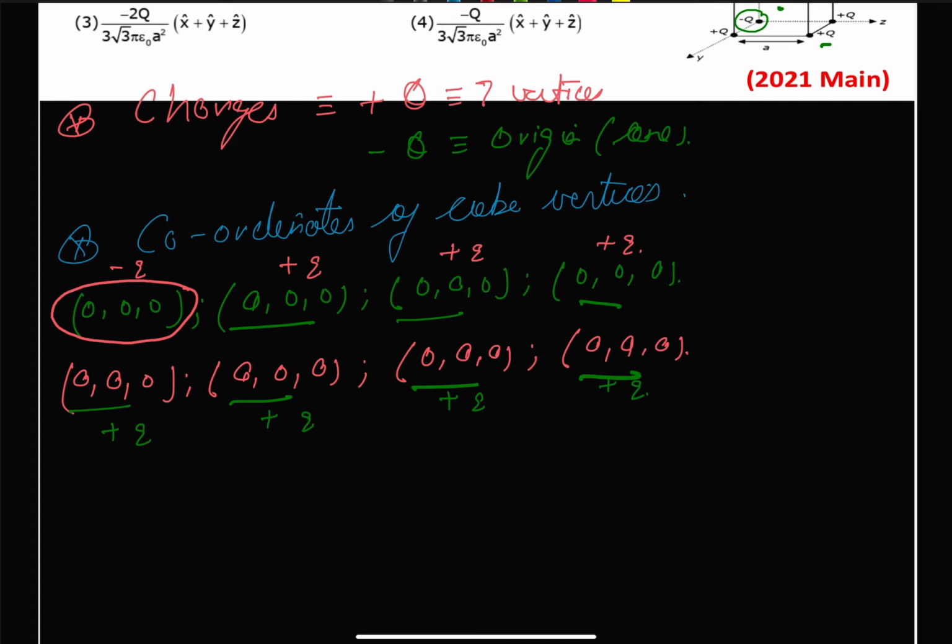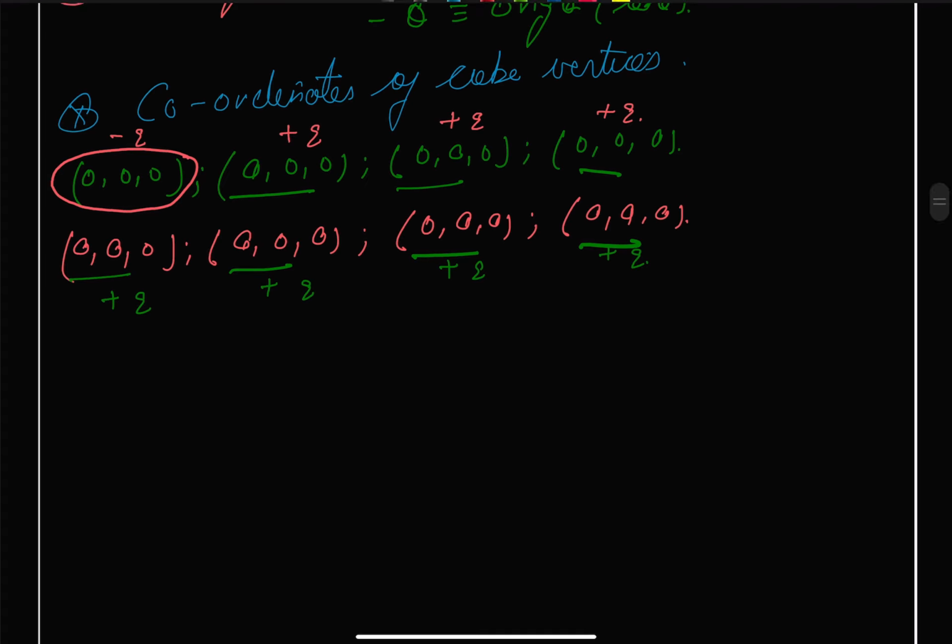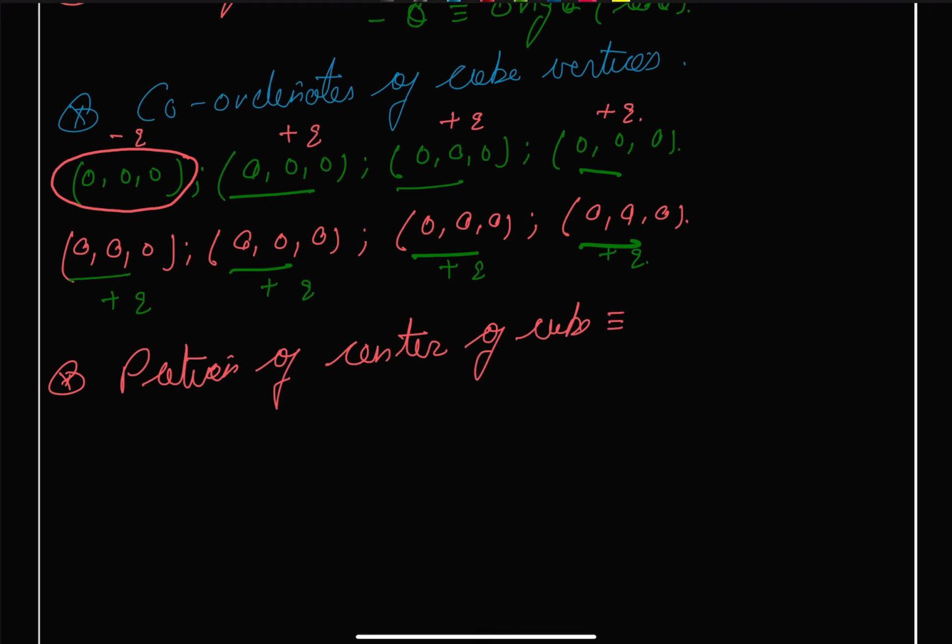So we have to find out the net electric field at the center of the cube. So we can find out the position of the center of the cube, and let us call this R center, which will be giving us a by 2, a by 2 and a by 2.